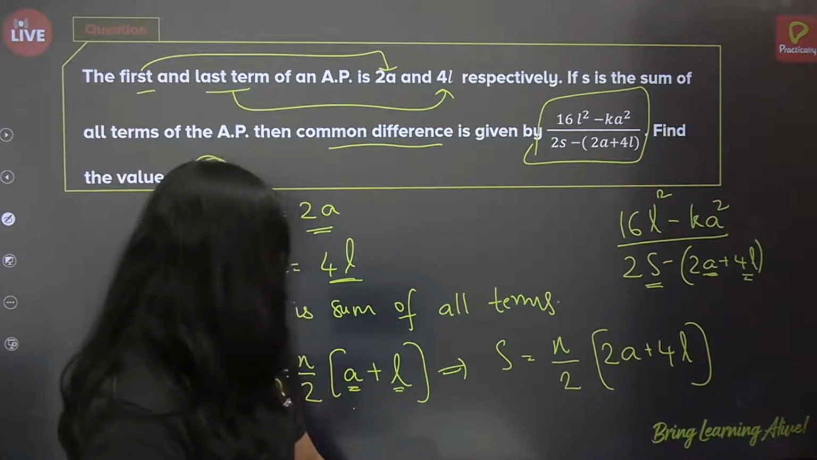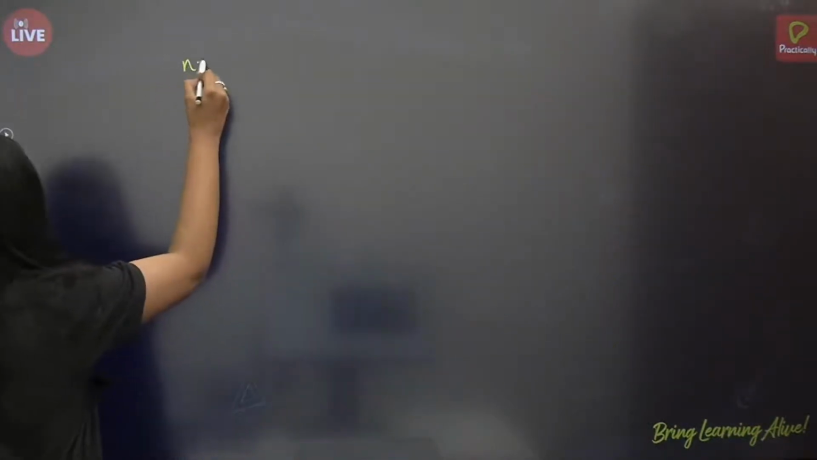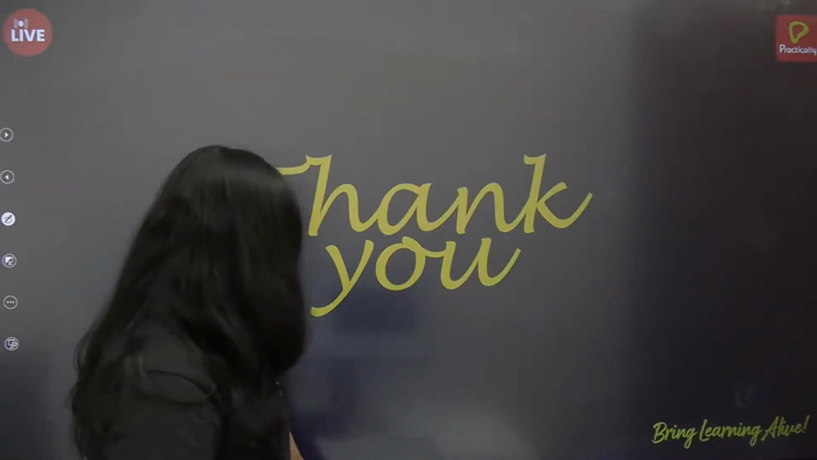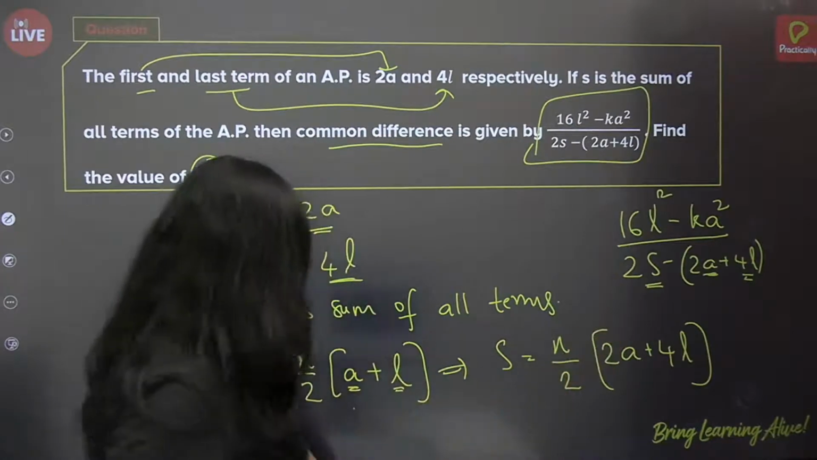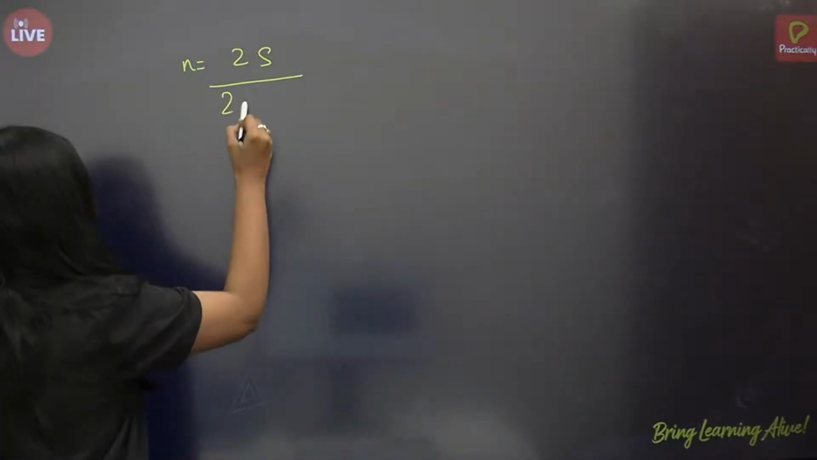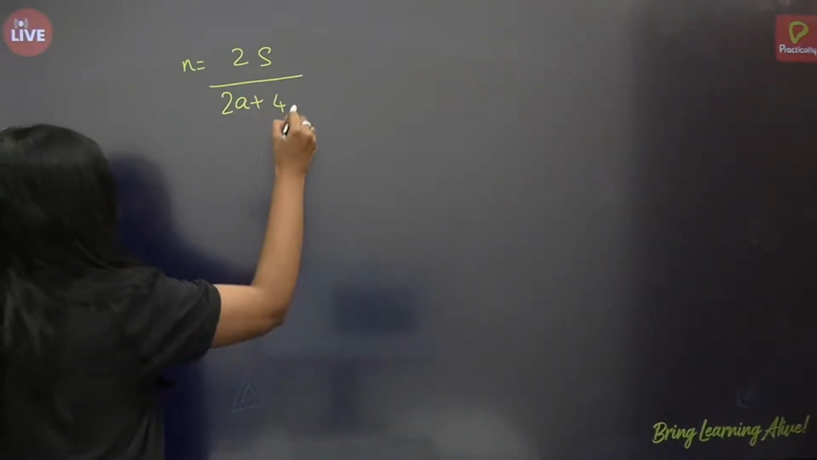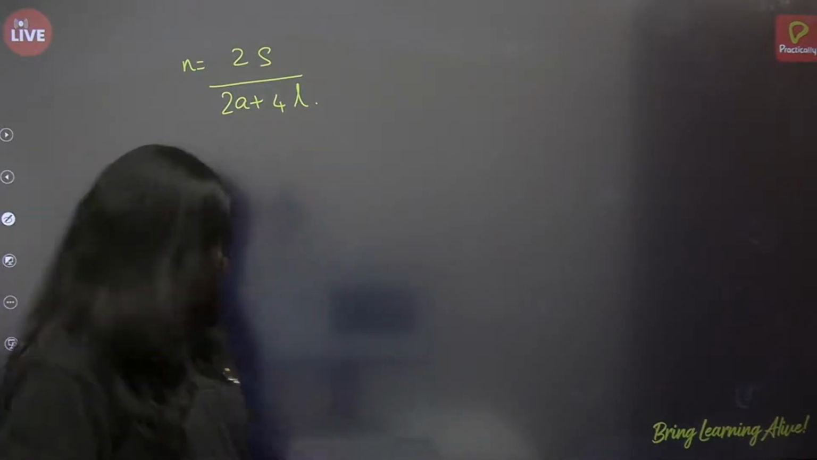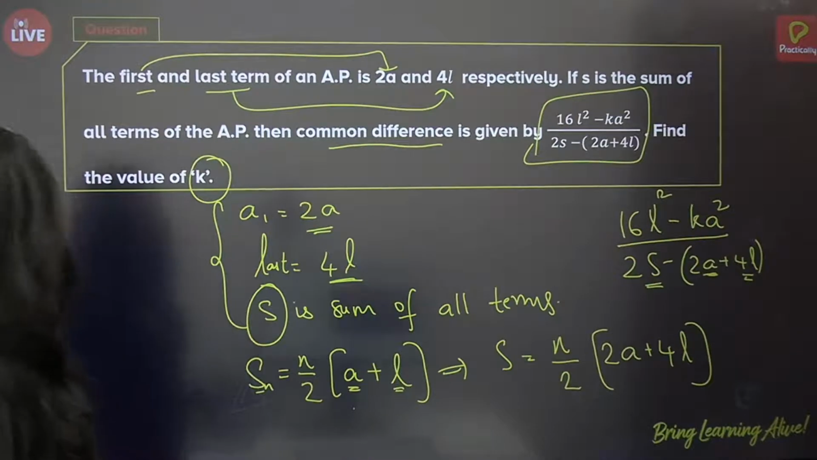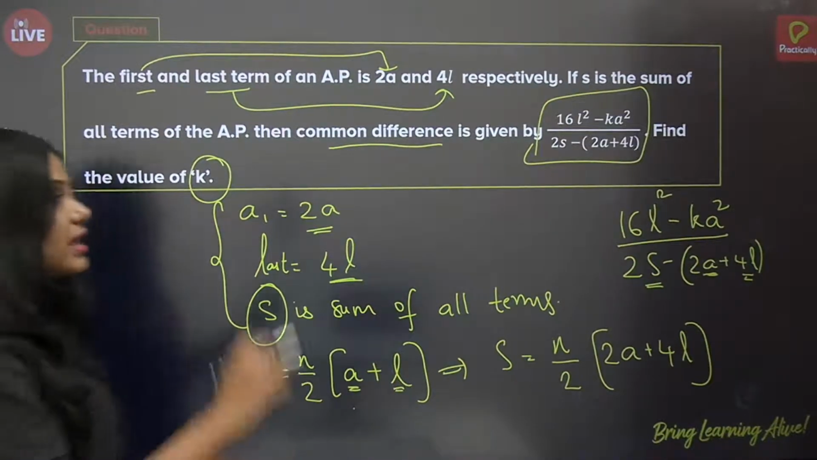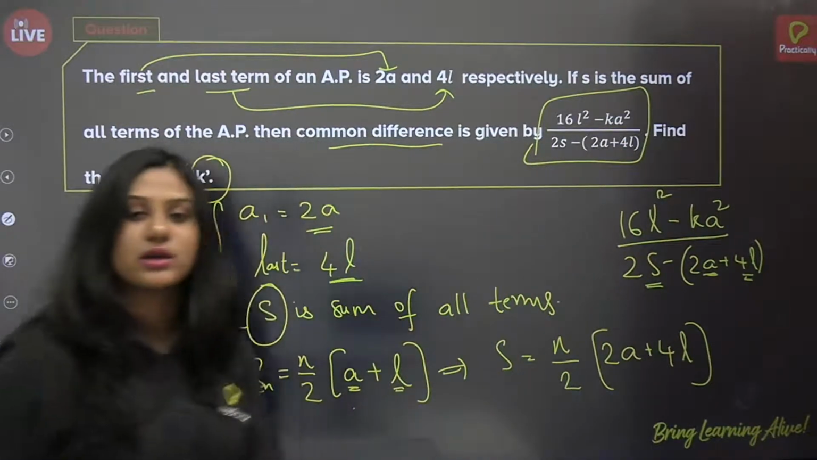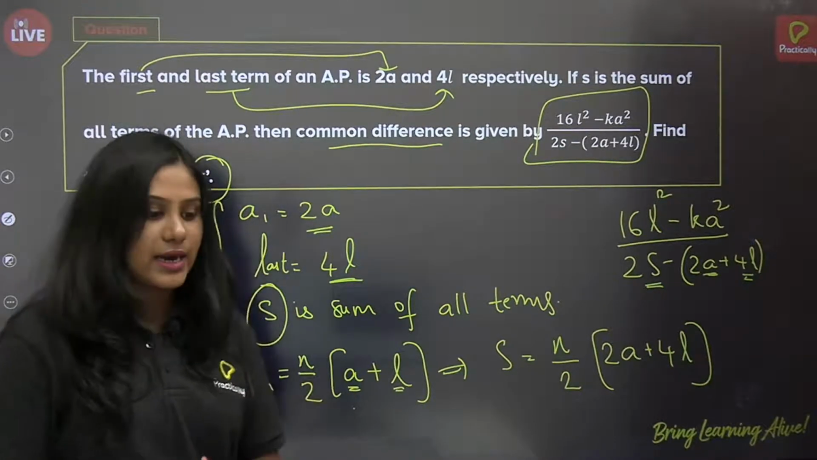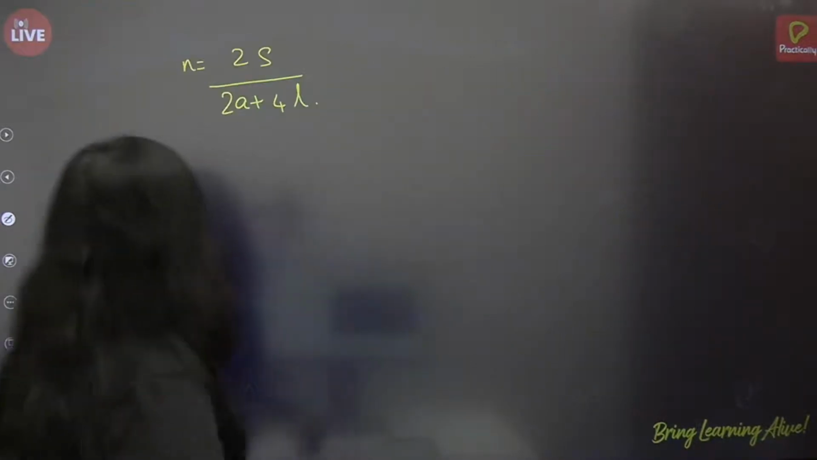Now, we can write n equals 2s by 2a plus 4l. Now, this is the value of n. But what do we have to find? We have to find the value of k in the common difference given. Right? So, we have to eventually find the common difference. Correct?